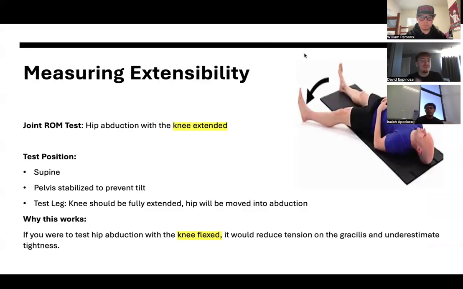All right, this is me now. To measure the extensibility of the gracilis, for the joint range test, I picked hip abduction with the knee extended, as shown in the picture on the right. For the test position, the patient would preferably be in the supine position, or lying on their back. Their pelvis should be stabilized to prevent any tilt so as not to mess up the test. For their test leg, their knee should be fully extended and their hip will be moved into abduction. If you were to do this test with their knee flexed, it would reduce tension on the gracilis and underestimate its tightness.